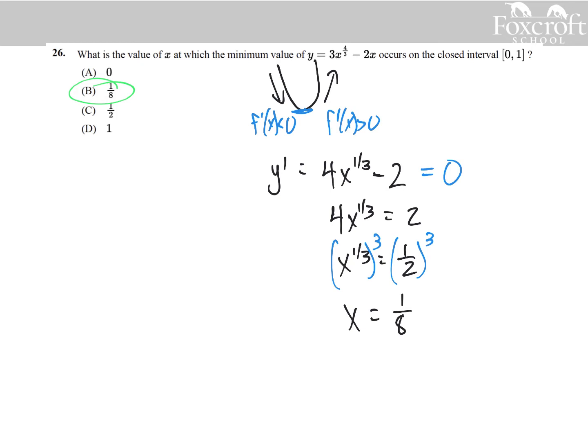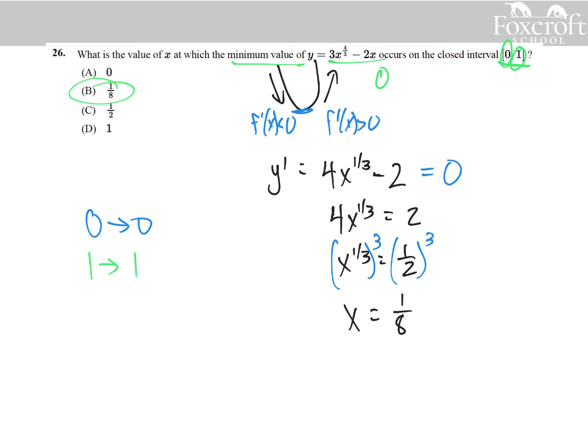but there's actually two other things. If you're just looking for the minimum value on an interval, you also have to check the endpoints. If I plug in 0 up here, I'm going to get 0. So 0 goes to 0. If I plug in 1, I'm going to get 3 minus 2, which is 1.